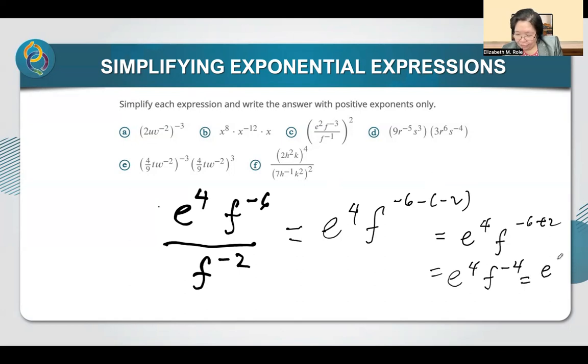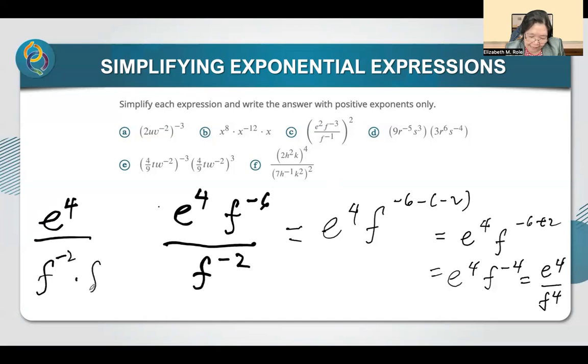And then you get e to the 4th over f to the 4th. Another way of doing it is to put that f to the -6 down so that it will have a positive power. So you now have e to the 4th f to the -2 times f to the 6. So f to the -2 times f to the 6, 6 minus 2 is 4. So just the same, you get e to the 4th over f to the 4th.